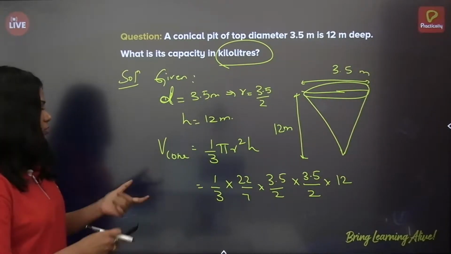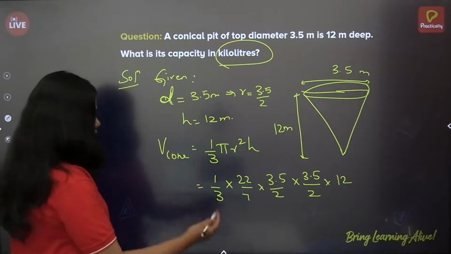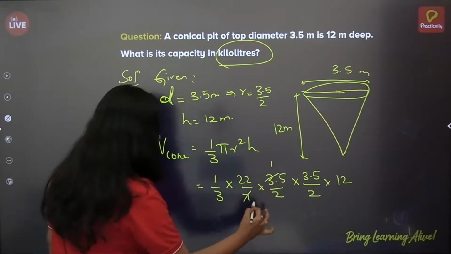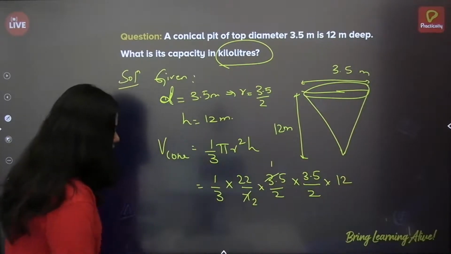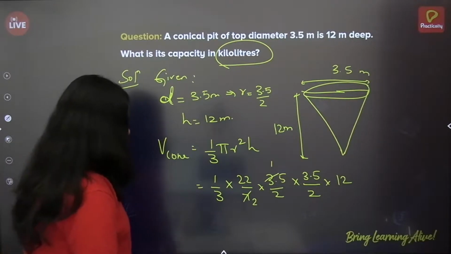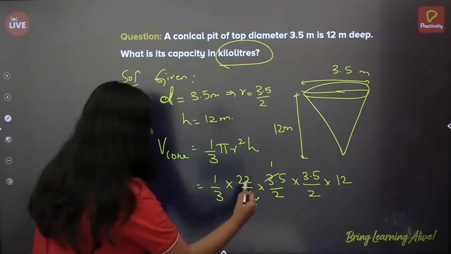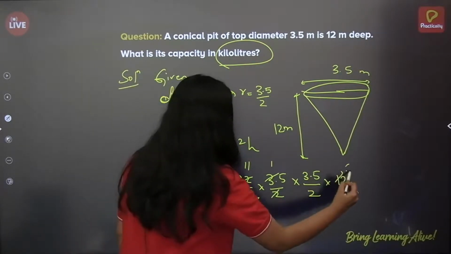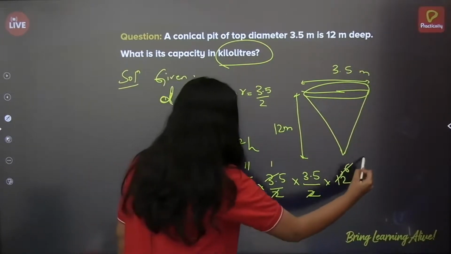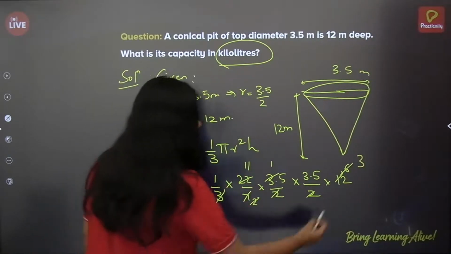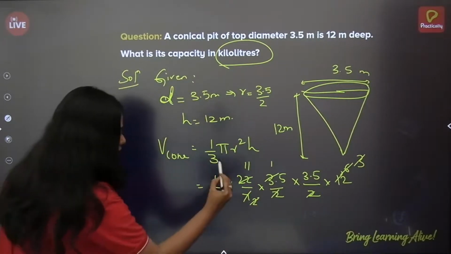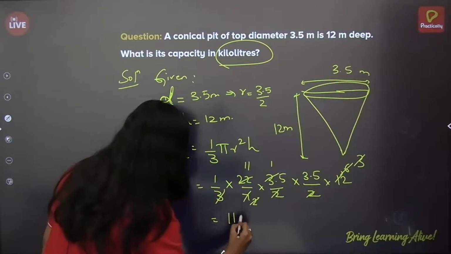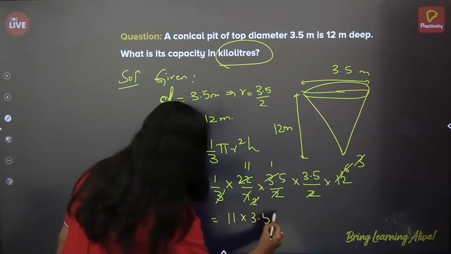Okay. So let us solve this. 3.5 into 1, 3.5 into 2. Correct. Next, what else do we have? 2 times 1, 2 times 11. 2 times 1, 2 times 6. 2 times 1, 2 times 3. 3, 3. We are only left with 11 into 3.5.